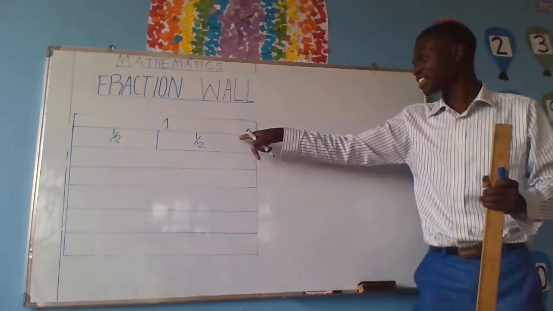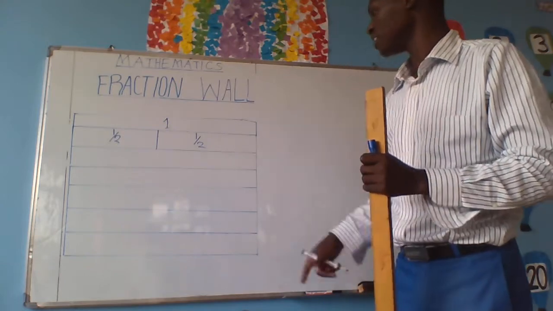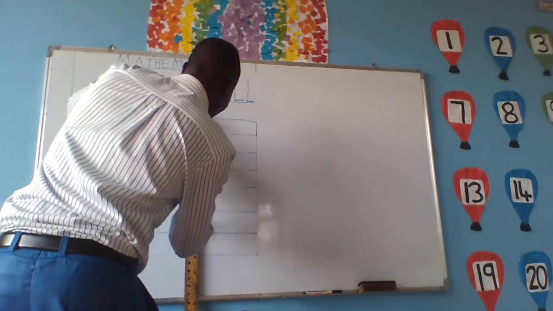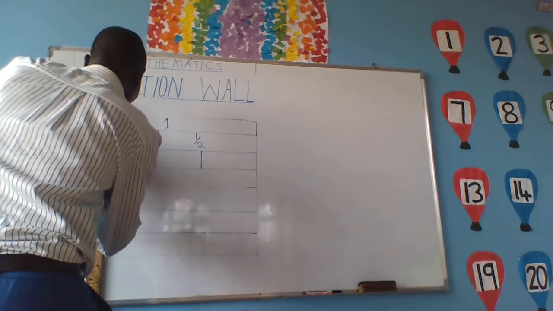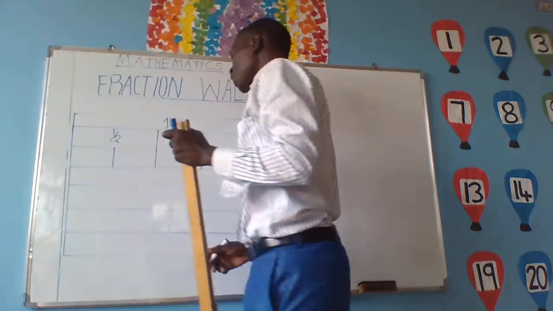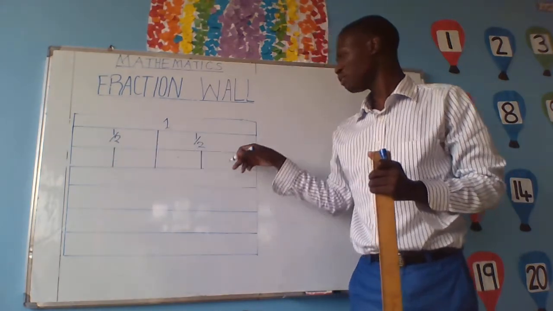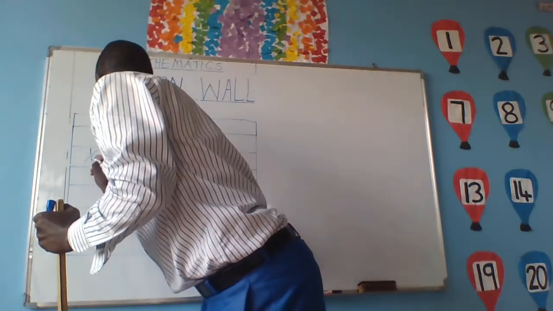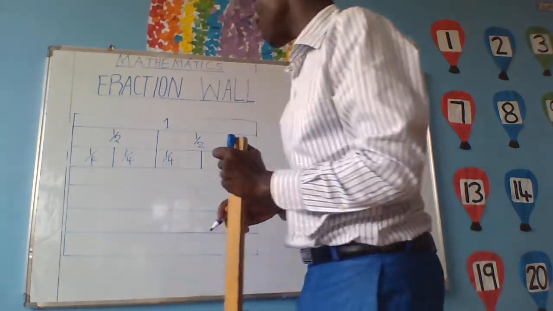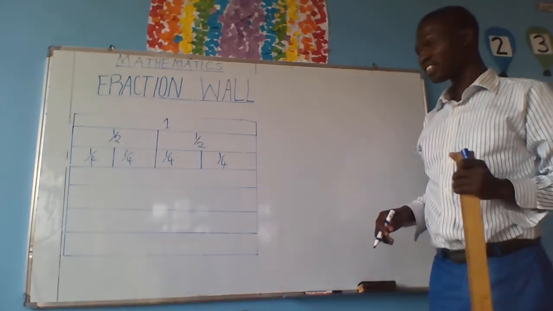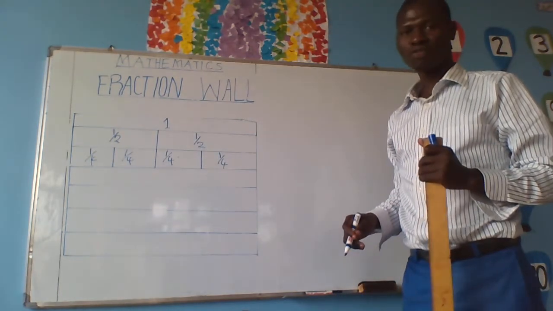Now, if we divide this half into two equal parts, let us consider this side. If we divide it here, that means we will have four parts. One, two, three, four. One, two, three, four. So here it will be one out of four, one out of four, one out of four, one out of four. So all these are four parts. If we divide it, we'll get one out of four.